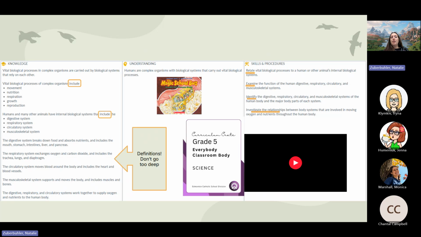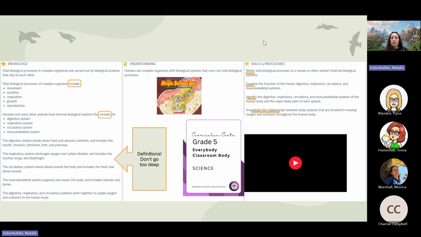You're going to look in your ECSD science bin for that Magic School Bus. And for this Everybody Classroom Body Systems crate, you're going to want to get the syringes, and those are found in some of your energy crates. Notice they include the 4 systems: digestive, respiratory, circulatory, and musculoskeletal. And when we're talking about them, it's that they're complex. It's for movement, for nutrition, for respiration, for growth, for reproduction. For reproduction, you're just saying that that's how we make more of us.